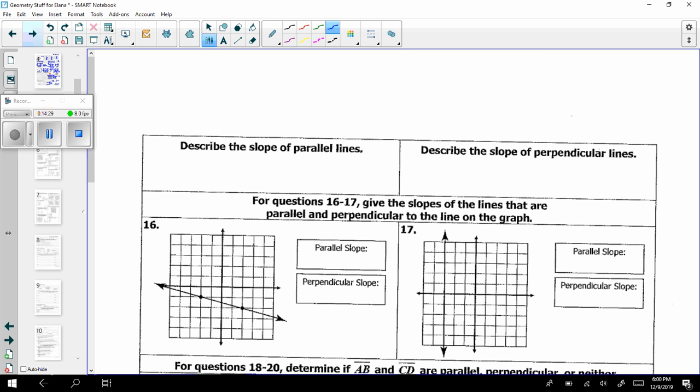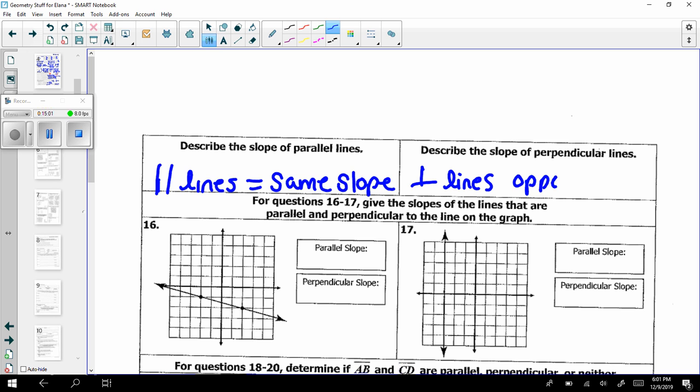The slope of parallel lines. So remember that parallel lines have the same slope. And remember our symbol for parallel. And perpendicular lines have slopes that are opposite reciprocals.